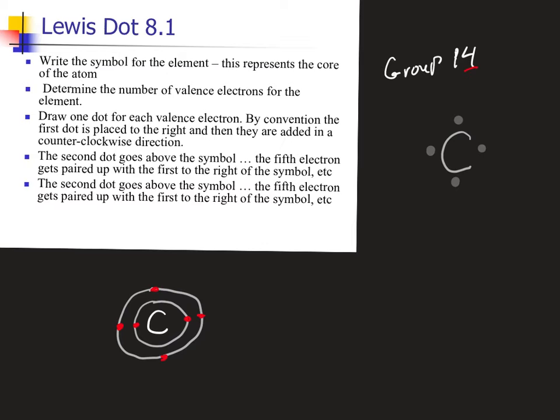Now, valence electrons only work with the s and p orbitals. So we will ignore any that might have the d orbitals. But a lot of times, if we remember, the d orbitals are going to be 1 minus that outside ring. So it would still be allowed to use that for the most part.